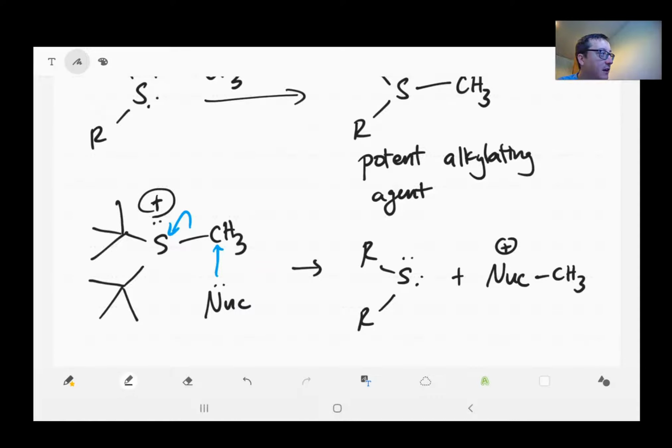attacked by a nucleophile. So while carbons that are positively charged are planar, they're sp2 hybridized, most other heteroatoms, when they are positively charged, are still sp3. So it's not flat.